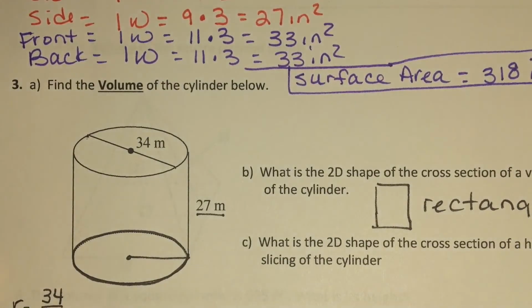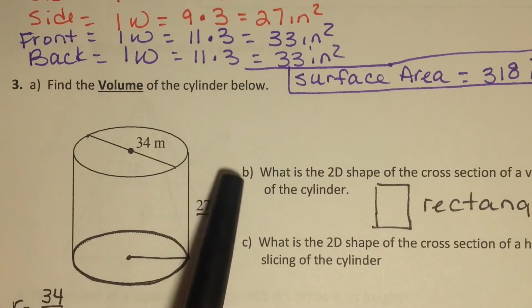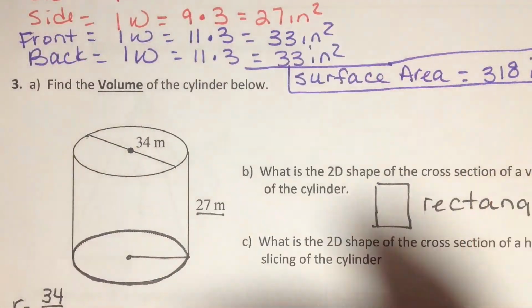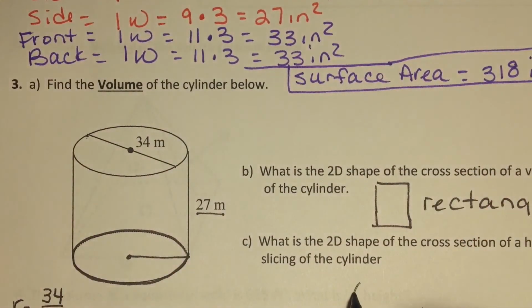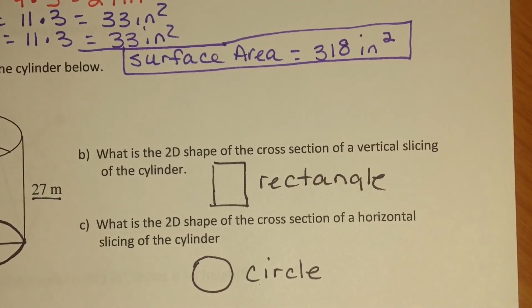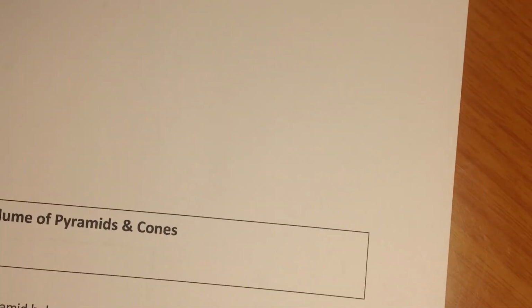If I was to slice horizontally right across the middle, or just horizontally across, and I open it up, you're absolutely right, you're going to get a circle. Okay? Alright, so that's cross section. Let's move on and look at finding some more volume.